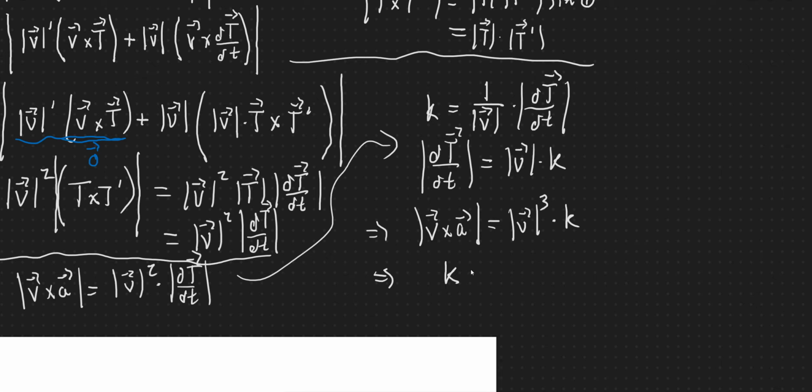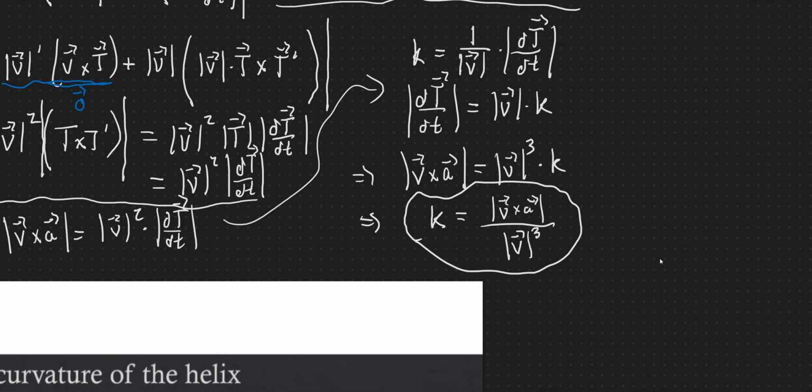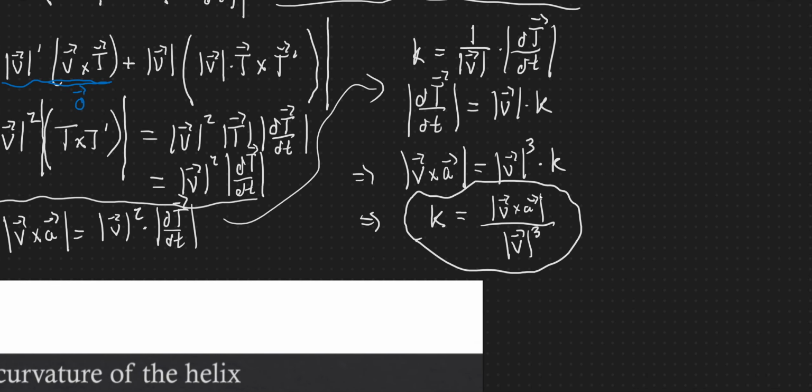The curvature is magnitude of v cross a divided by the cube of the speed. So what a neat result there. I now have curvature expressed in terms of this magnitude of v cross a and its speed cubed. So cross products are something that computers can do very well. So computationally, this is a very quick and efficient way to compute the curvature.